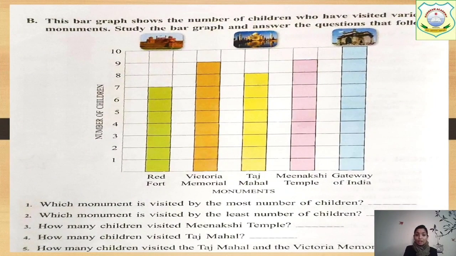This paragraph shows the number of children who have visited various monuments. Study the paragraph and answer the questions that follow. Now, what is a monument? Monuments are the famous tourist places which we used to go to, where we go for a visit, and the old monuments built many years ago, we definitely see them when we go to visit that city.